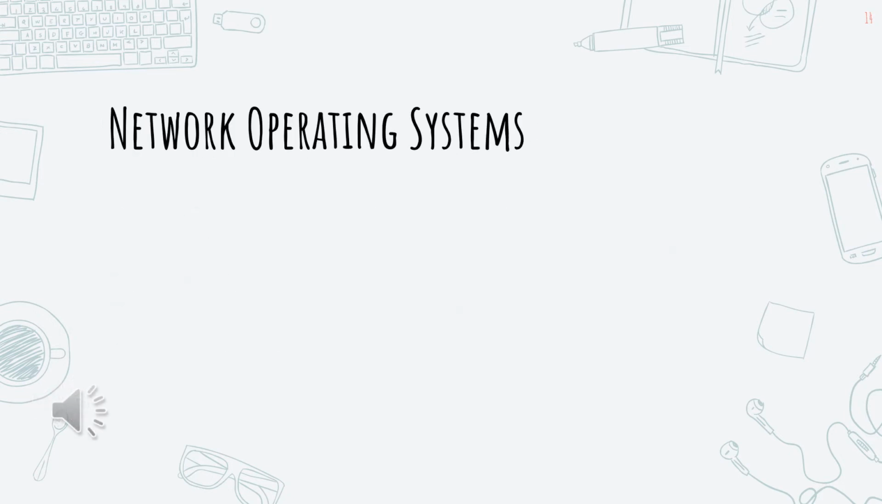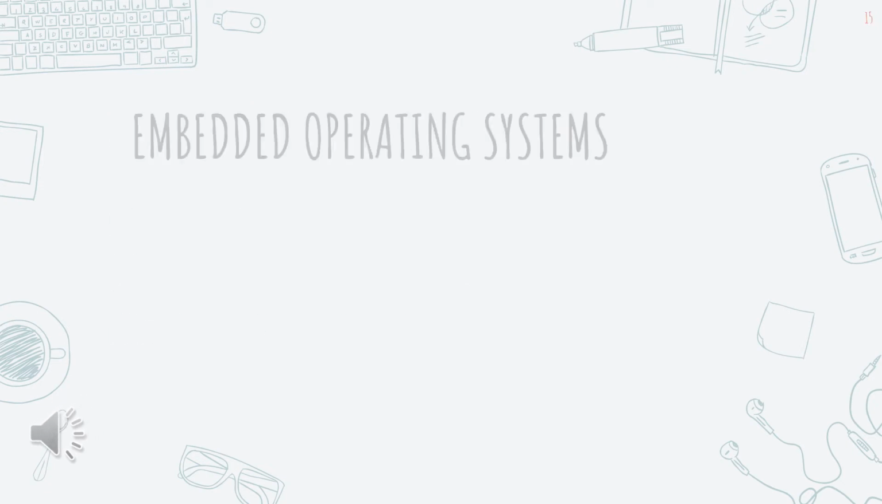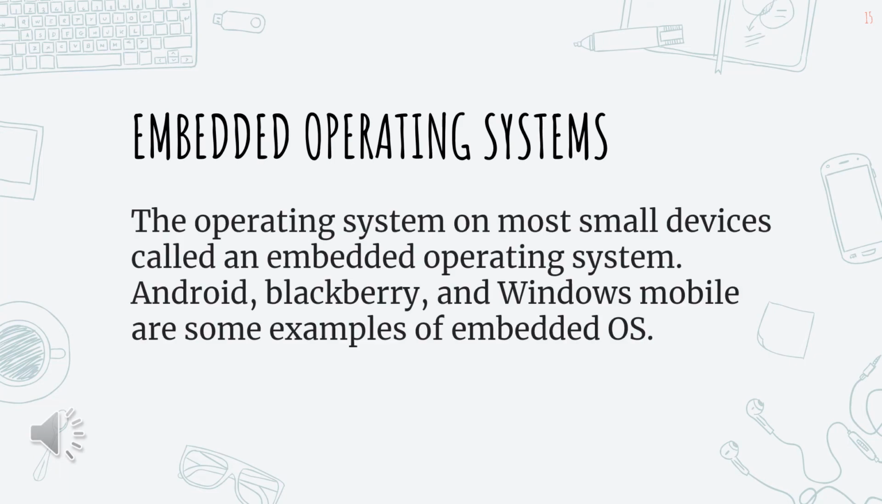Network operating system. A network operating system is an operating system that is designed specifically to support a network. Examples of network operating systems include Windows Server 2003, Unix, Linux, Solaris, and NetWare. Embedded operating systems. The operating system on most small devices is called an embedded operating system. Android, BlackBerry, and Windows Mobile are some examples of embedded OS.